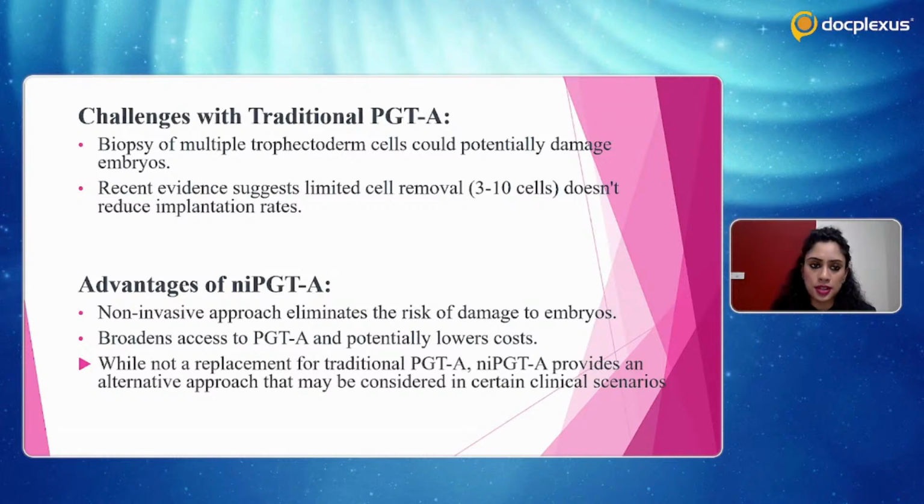What are the challenges with it? Biopsy of multiple trophectoderm cells could potentially damage the embryos, and recent evidence does suggest that with only limited cell removal, about 3 to 10 cells, this will not reduce your implantation rates. What are the advantages of the non-invasive approaches to PGT-A? It will not have any damage to the embryos. It will have potentially lower costs. It is not a replacement for traditional PGT-A, but non-invasive PGT-A provides an alternative and safer method.